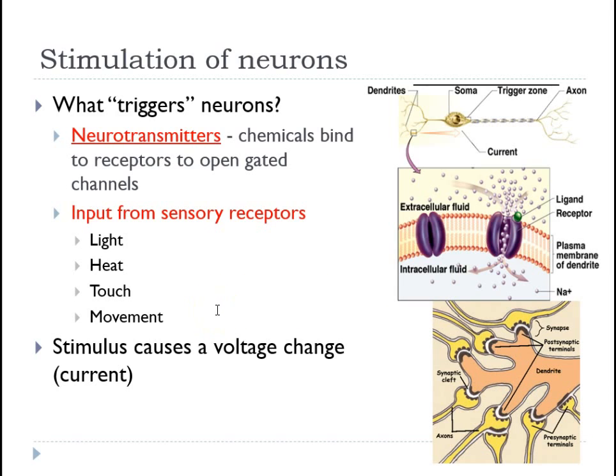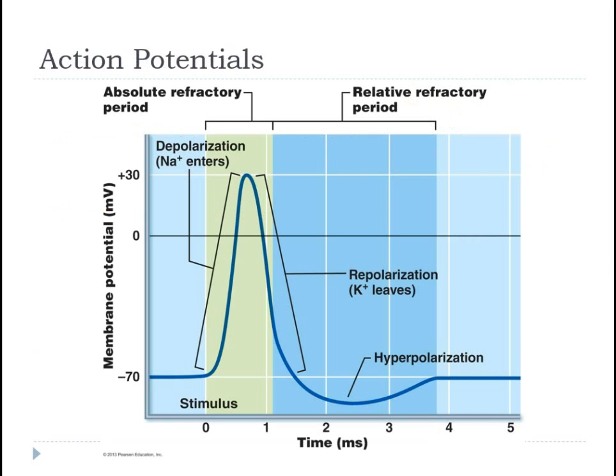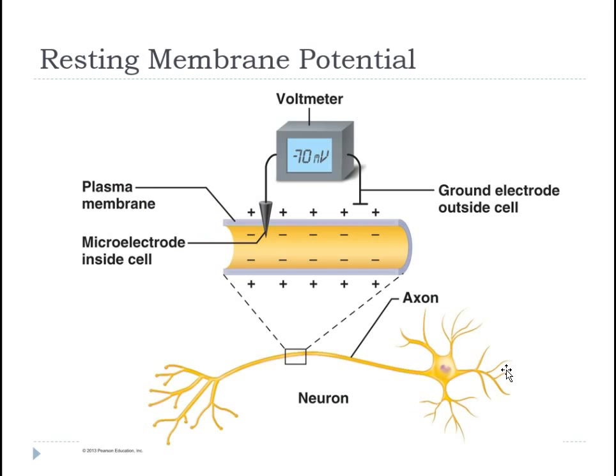So what triggers these things to do some sort of motion? It's going to be all the stimuli that we think about: light, heat, touch, movement. These are all things that cause those changes to occur to give information to our central nervous system. And remember, the action potentials are where we see that depolarization event, repolarization event, hyperpolarization, and back to normal, the resting membrane potential.